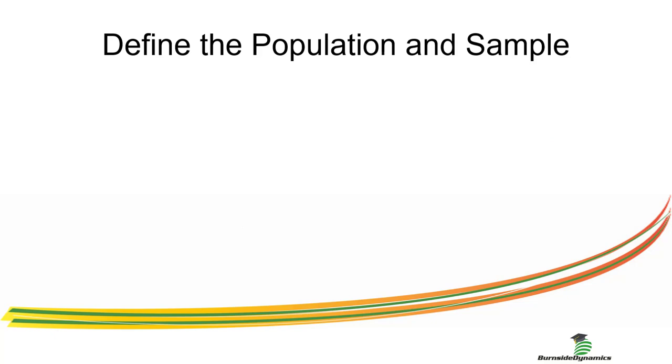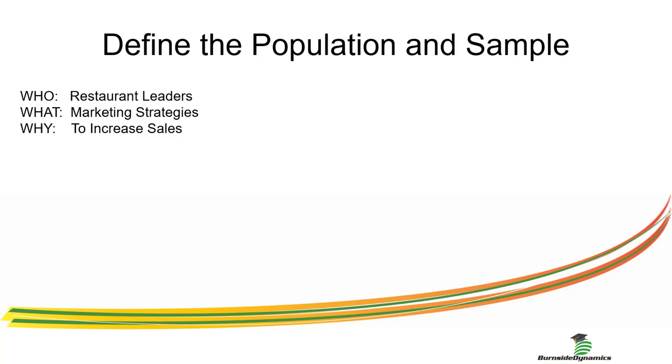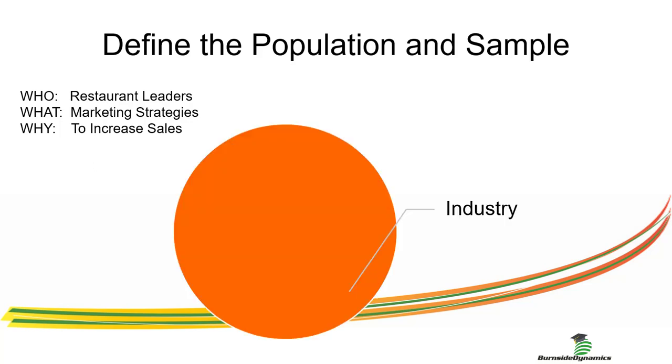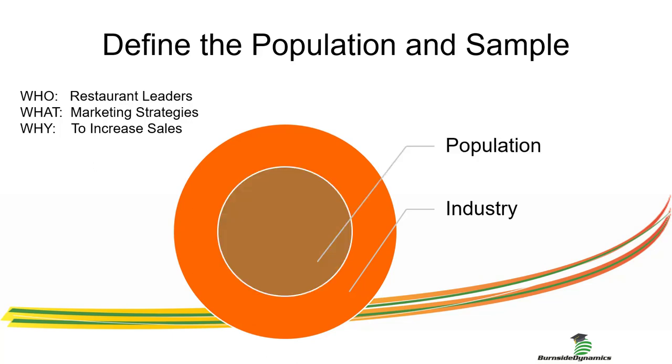We need to define our population sample. Again, who, what, and why. We're going to start there. Here's the whole industry of restaurant leaders. Okay, we are looking at restaurants, and you know as well as I do, that can be large chains, all the way to little mom and pop shops, to boutique type restaurants, to specialty restaurants, to food trucks. So that's a big industry, but we need to narrow it down into our population.